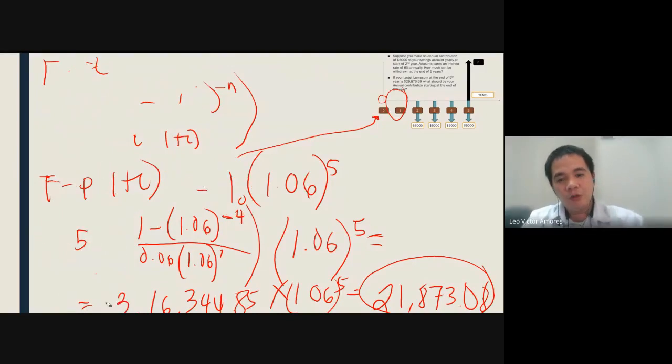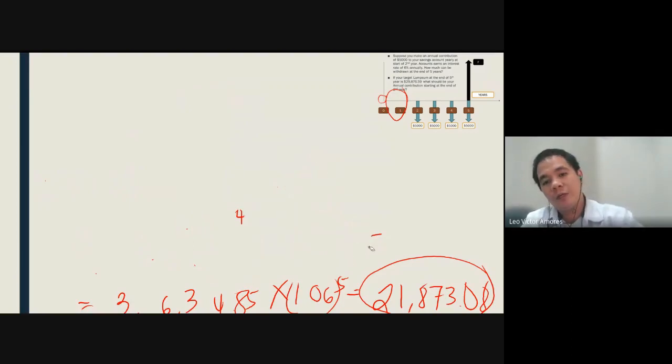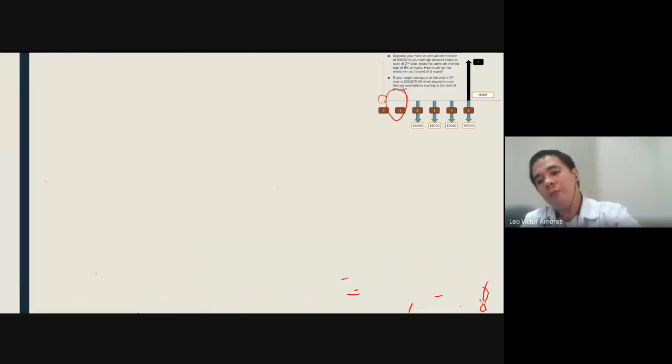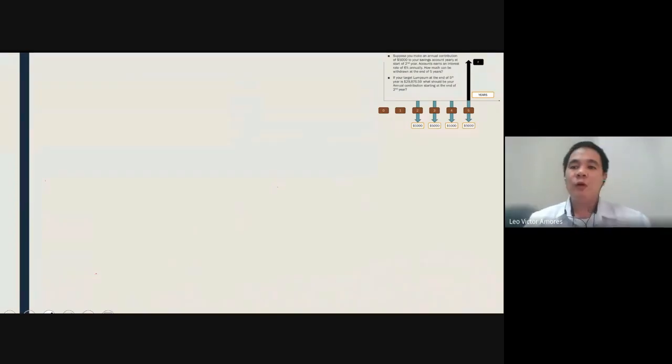As you all know already, the answer in the first discussion is the same. But right now, we're using the same formula given in the question so that your answer is more clarified. Next, you have a second problem. Your second problem is, if your target lump sum, or your target withdrawal at the end of 5 years, is 29,876.59, what should be your annual contribution starting at the end of the second year?